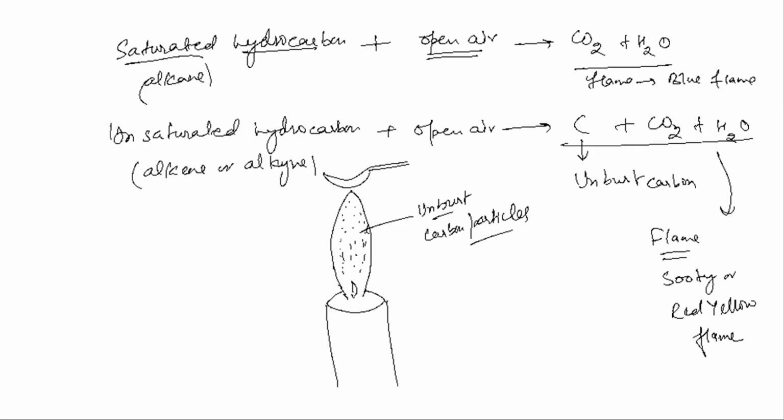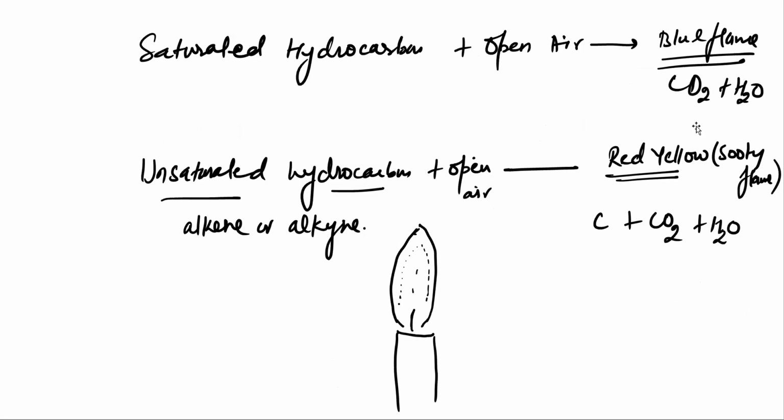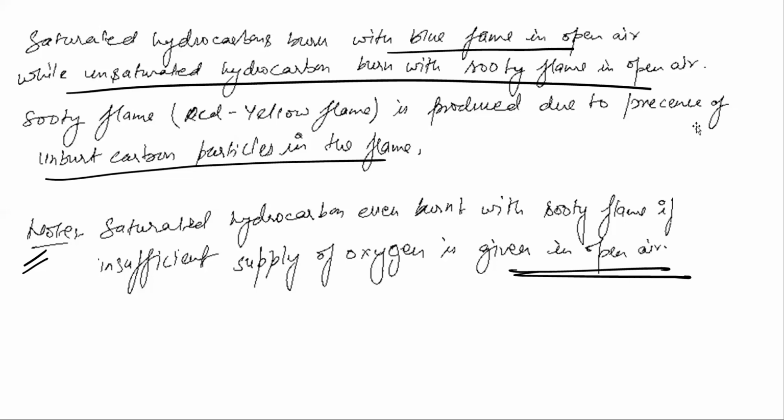Done, everyone? So here, the question being asked is: saturated hydrocarbons burn with blue flame in open air, while unsaturated hydrocarbons burn with sooty flame in open air. And this is a test of saturated and unsaturated hydrocarbons. If you burn the saturated hydrocarbon, it will burn with blue flame in open air. If you burn the unsaturated hydrocarbon, it will burn with sooty or red yellow flame. Sooty flame means red yellow flame, produced due to the presence of unburned carbon particles in the flame.